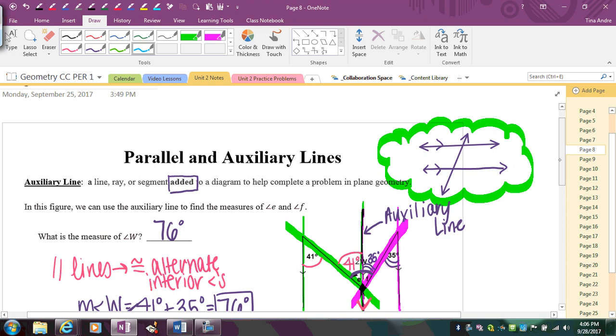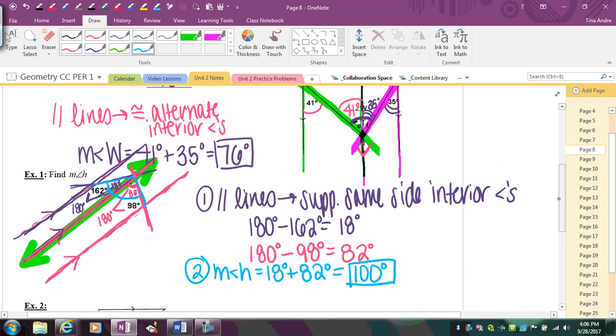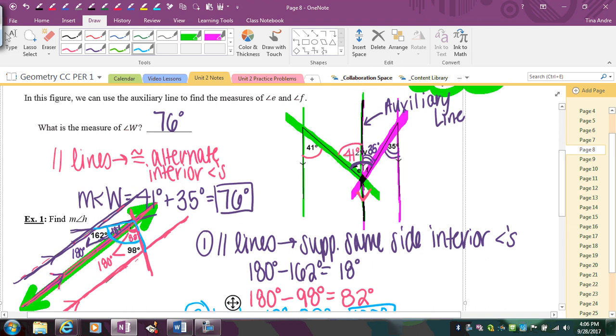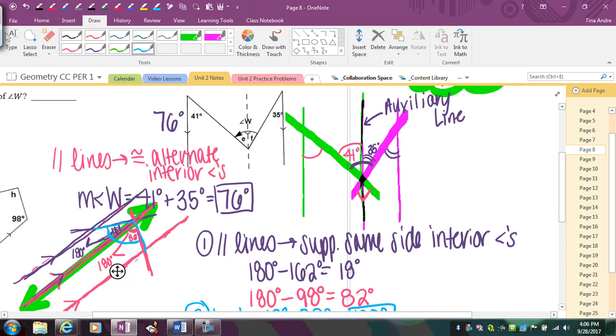Once you've created that picture, then you start looking at, well, how do I use the angle that's given to me? What does that match up to with what I'm trying to find? So I looked at the 98 and I'm trying to find this portion. What kind of angles are those? They're same side interior. Same thing with this 162, trying to find that angle. What do they make? Same side interior angles. Whereas in the first problem, this angle was the 41 given to me, and I had to ask myself what I was trying to find.